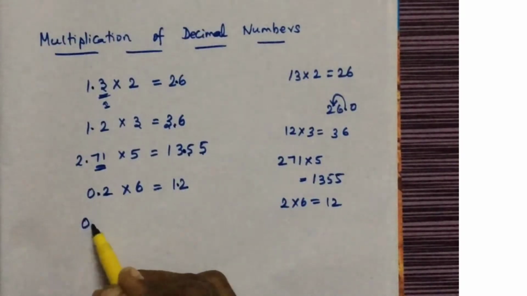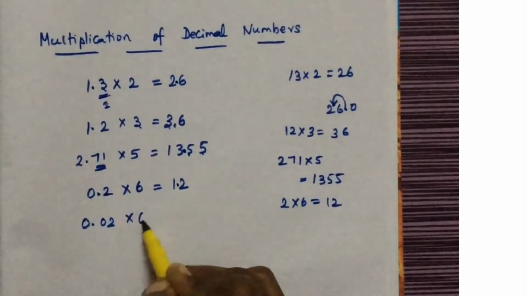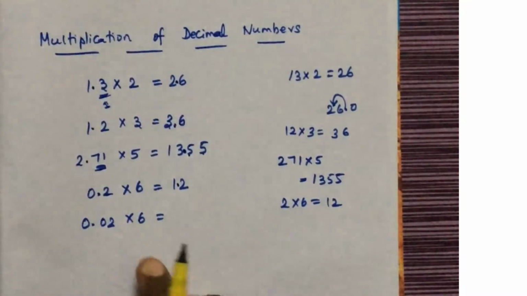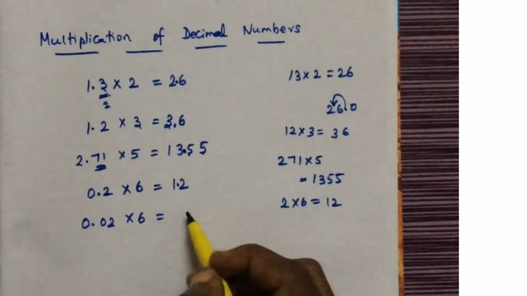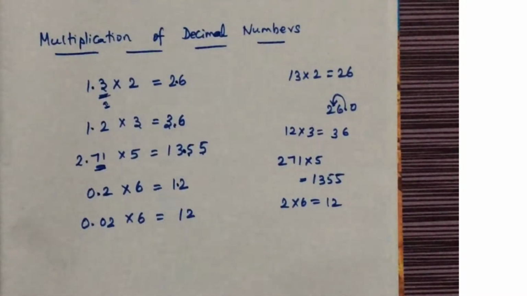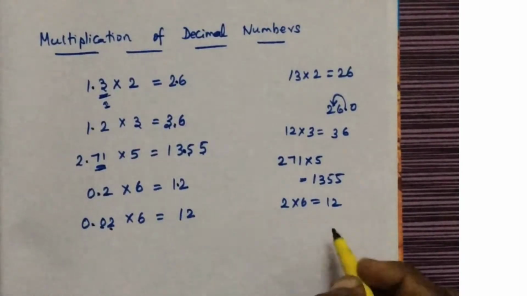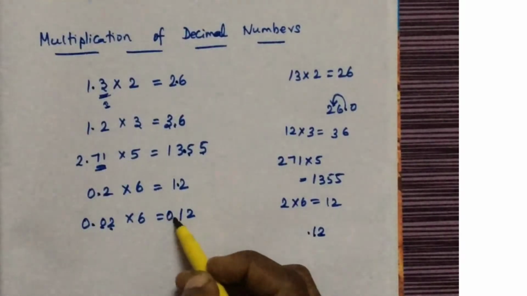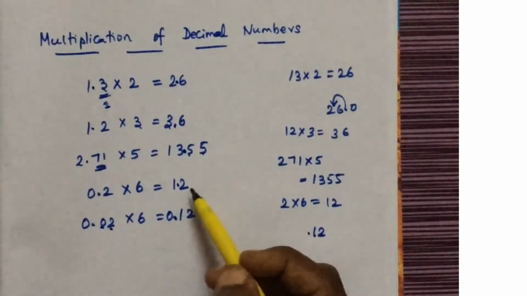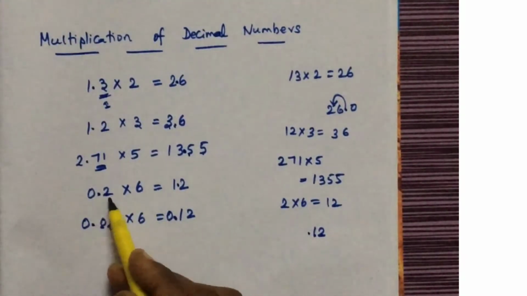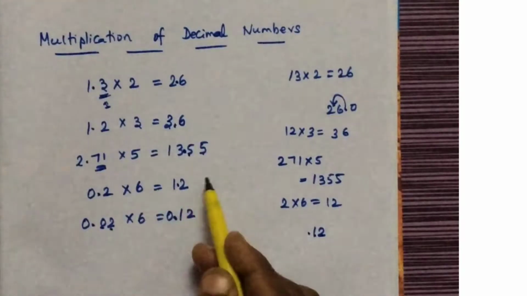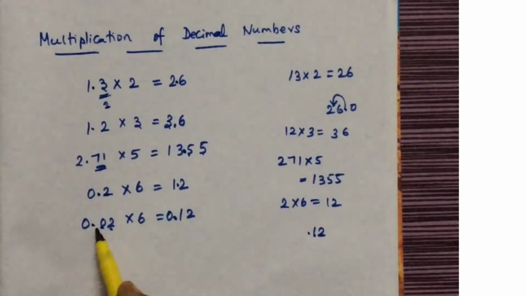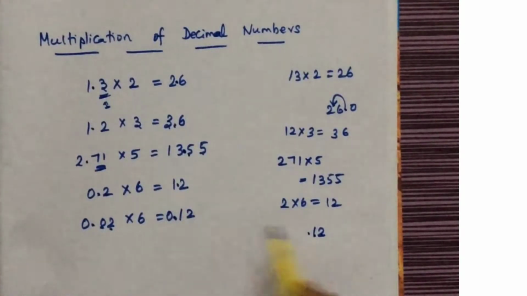What will be 0.02 multiplied by 6? Again you have to do 2 multiplied by 6, which is 12. Now we can see there are 2 digits after the decimal point, 1, 2. So I have to move from 1, 2. So the point is here, which is 0.12. Note the difference between here and here. Here there is only one digit after the decimal point, so we have moved from here to here. But now there are two digits, so from 12 you have to move 2 digits left.